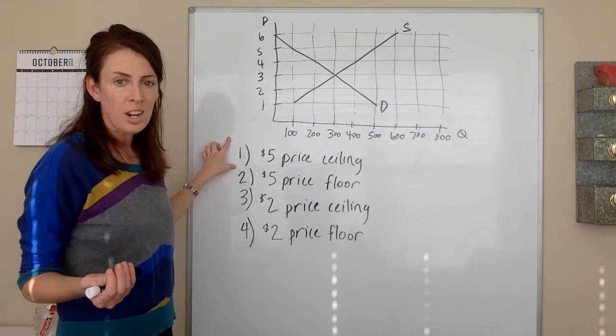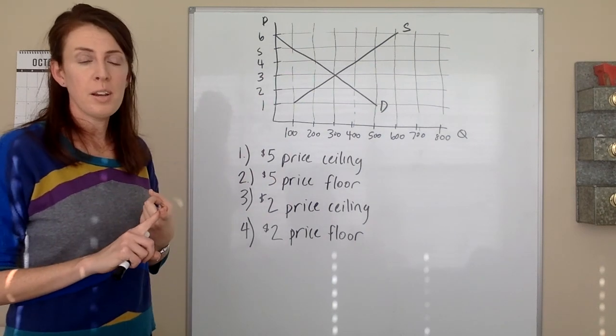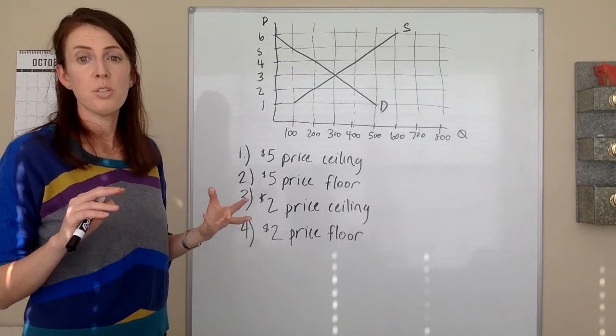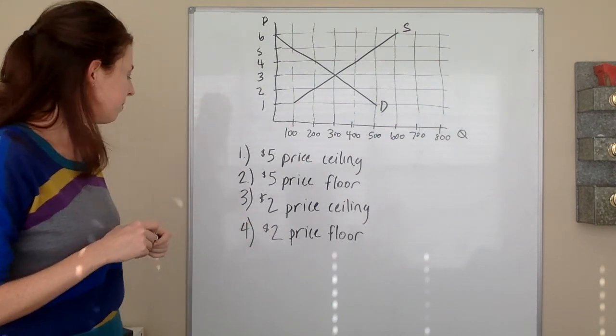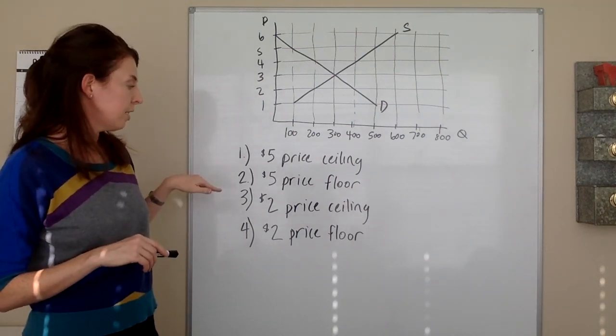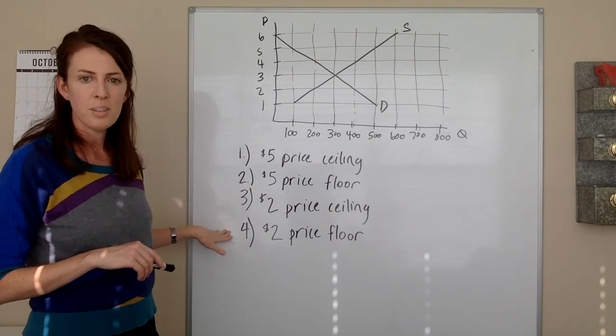So options for answers are number one, nothing. So this might not be binding. Option number two is there could be a shortage of a particular amount. Option number three is there could be a surplus of a particular amount. Question number two is consider the effect of a $5 price floor, and then a $2 price ceiling and a $2 price floor. And then once you're good with this, you're good for the day.